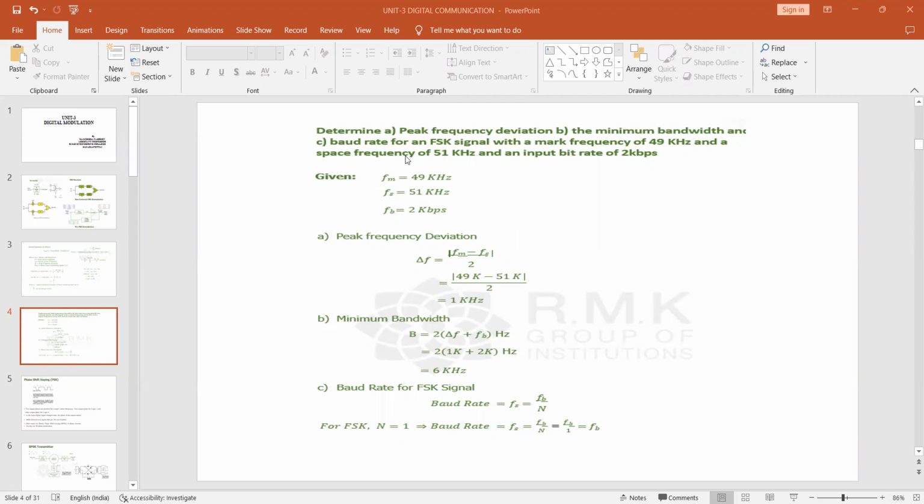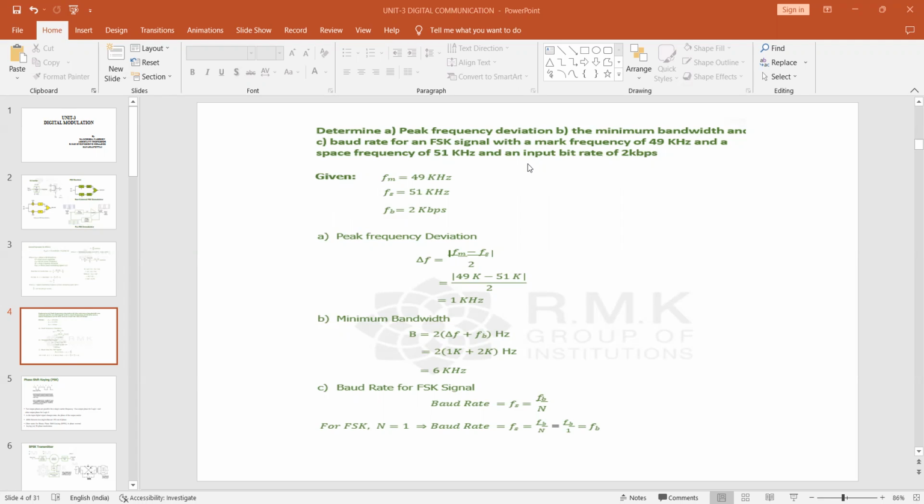Next, in this problem, determine the peak frequency deviation, minimum bandwidth and baud rate of an FSK signal with a given mark frequency. Mark frequency is the frequency of the signal when the modulating signal has logic 1, and space frequency is the frequency whenever the modulating signal goes to 0. Logic 1 means mark, logic 0 means space. They are given as separate frequencies, and also the bit rate.